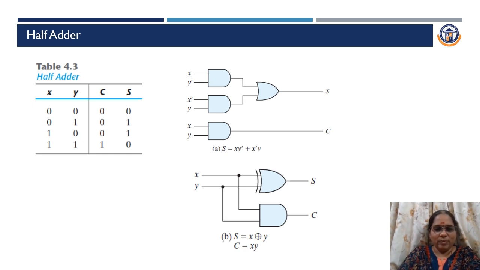So using combinational circuit design, we can also design arithmetic circuits. Like this half adder, you can also implement a full adder, half subtractor, and full subtractor. Likewise, you can implement them.